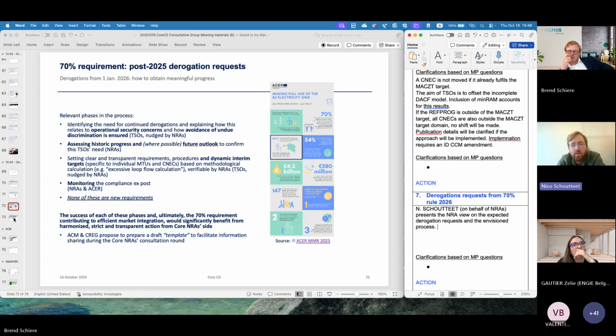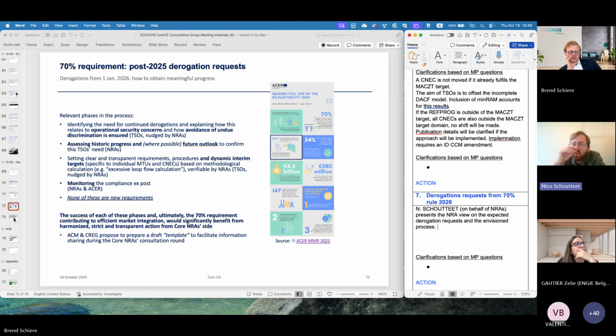Now we want to take the occasion to be strict in our messages to the TSOs, but also to the markets, that we will really scrutinize derogations and compliance with 70% on all of these points. And for this purpose, in order for that exercise to be successful, we have taken this initiative from the side of CREG and ACM. I'm happy to say that we have large support on that from all the other core NRAs. So we will be as strict as we can in the adoption of these rules.